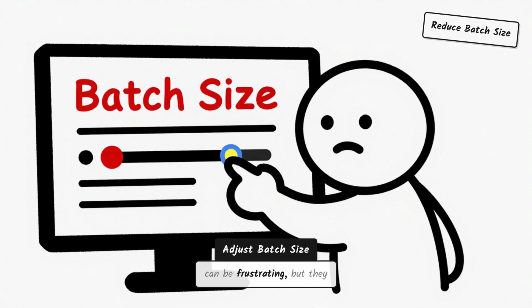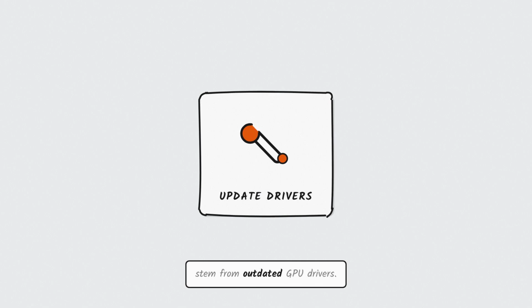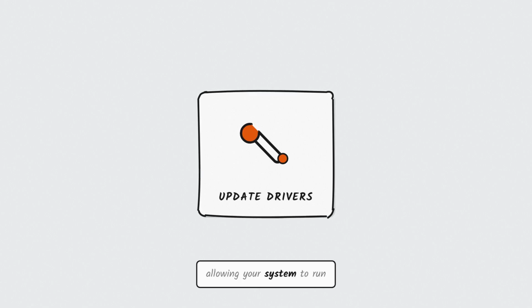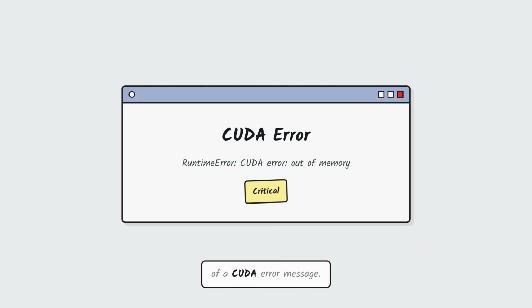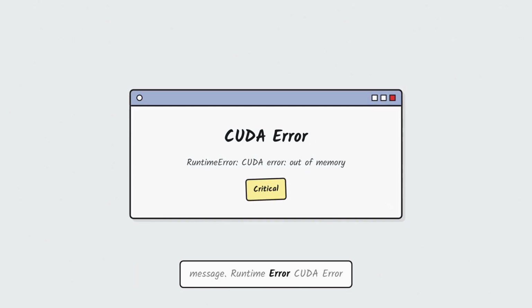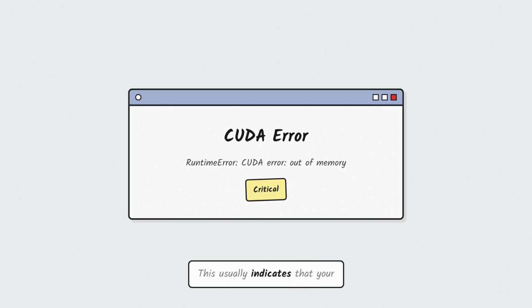CUDA errors can be frustrating, but they often stem from outdated GPU drivers. Keeping your drivers up to date can resolve many of these issues, allowing your system to run models more smoothly. Here's a real example of a CUDA error message. Runtime error, CUDA error, out of memory. This usually indicates that your GPU cannot handle the current workload.